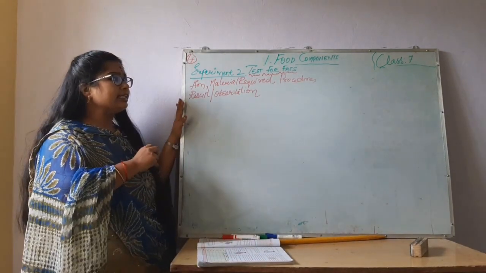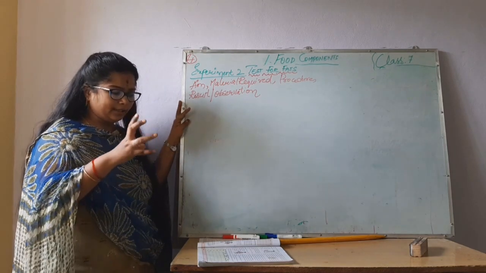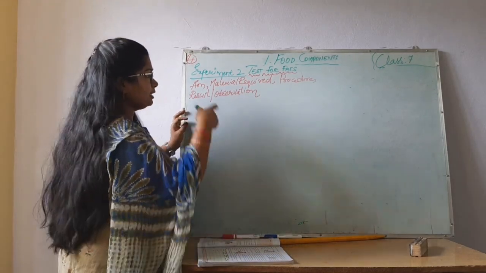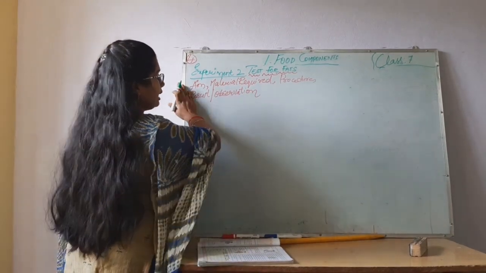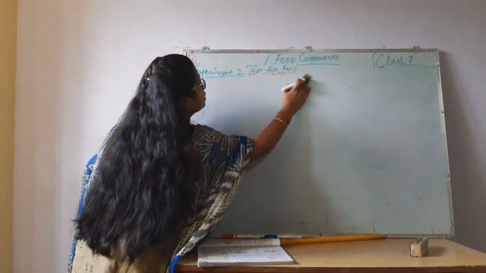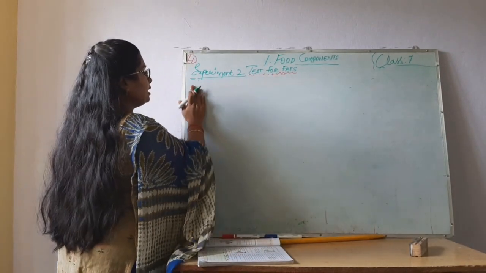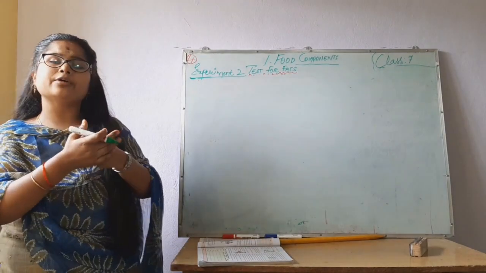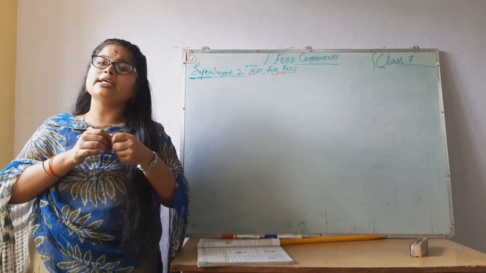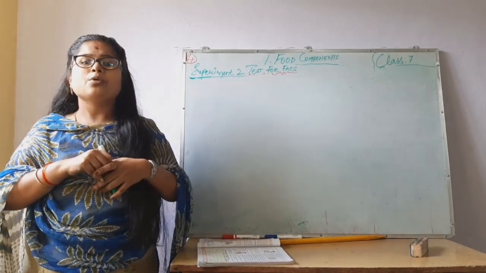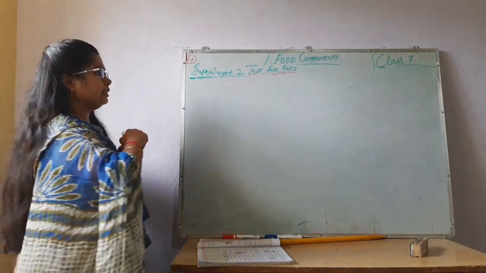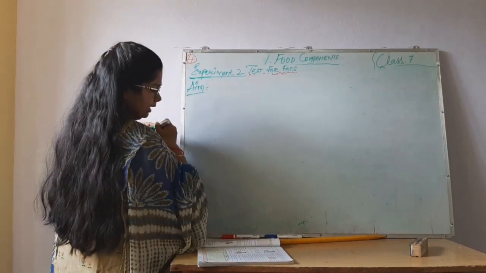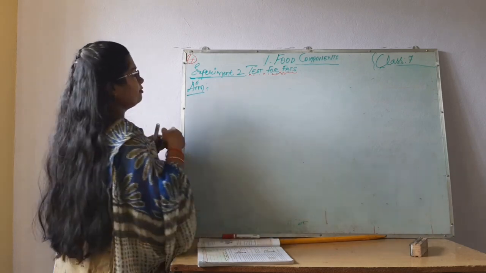For testing these fats, you need a more fatty substance. First you need to write the aim. For testing starch you needed iodine solution, isn't it? Here you need nothing. You can do it at your home also. So, aim: to test fats.